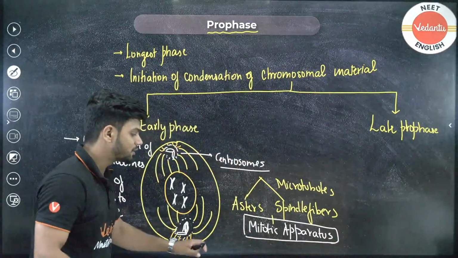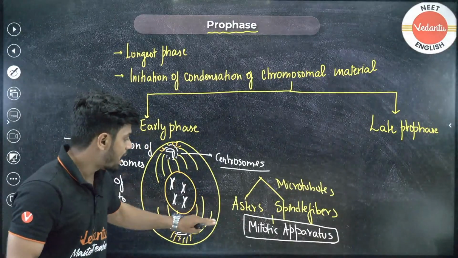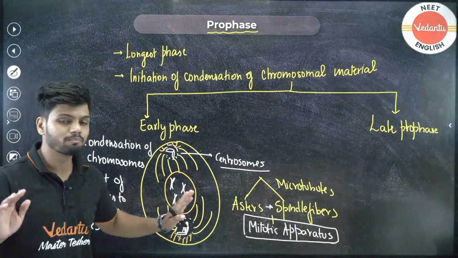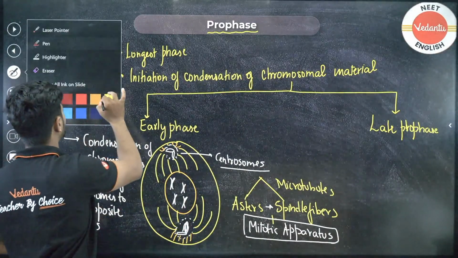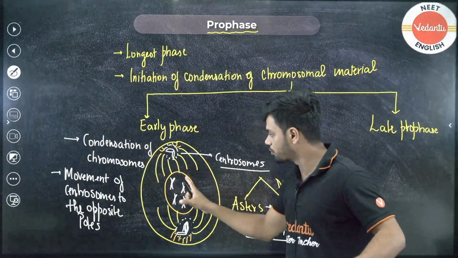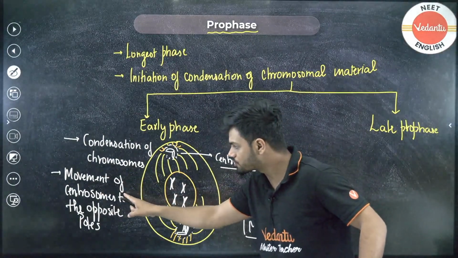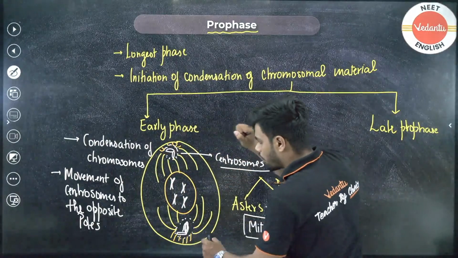What is mitotic apparatus? You should be able to tell: mitotic apparatus is nothing but asters plus spindle fibers. Clear? Everyone tell me in the chat right now. First, what do we learn in early prophase? Condensation of chromosomes. Chromosomes are getting condensed in the nucleus. Movement of centrosomes to the opposite poles.